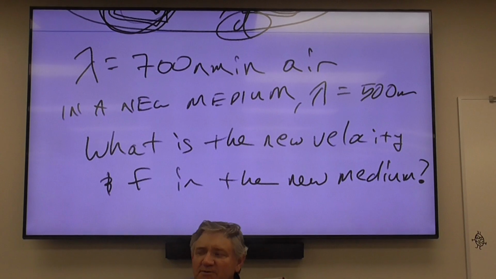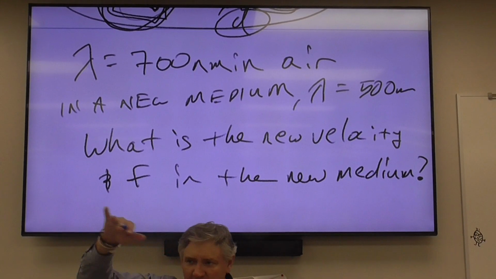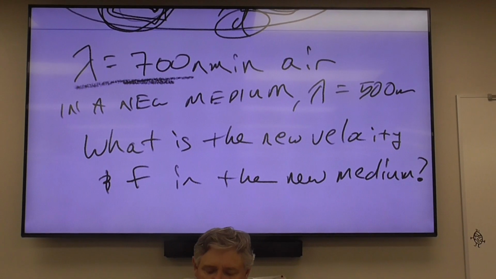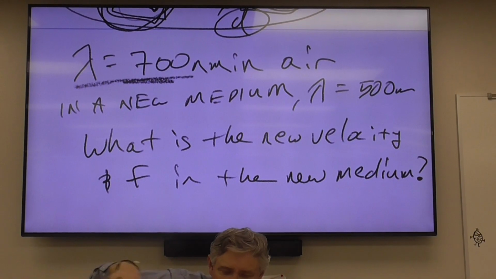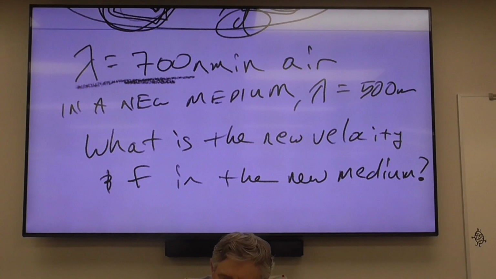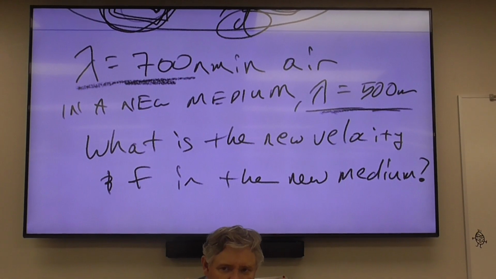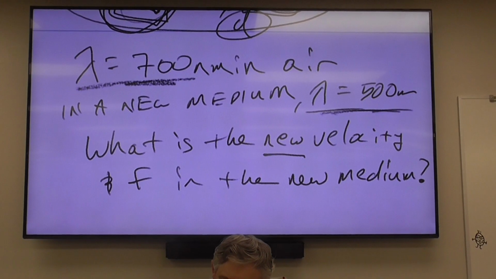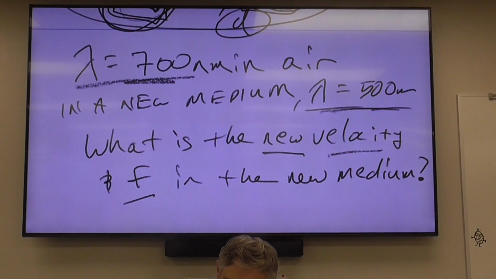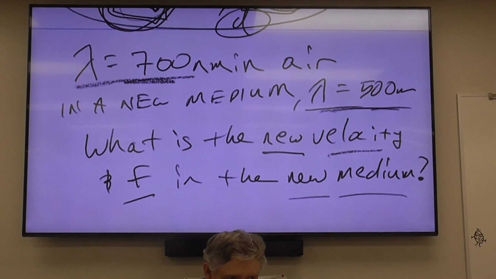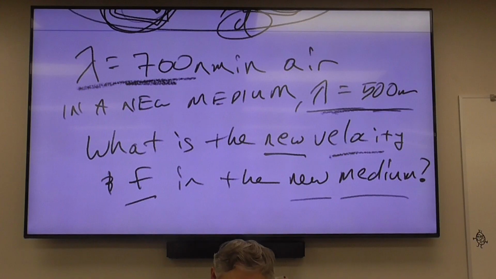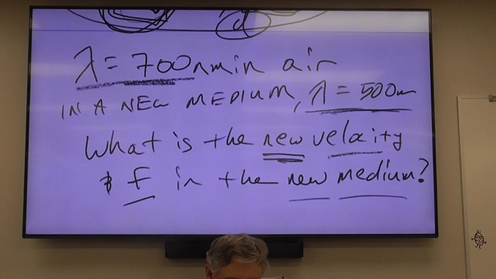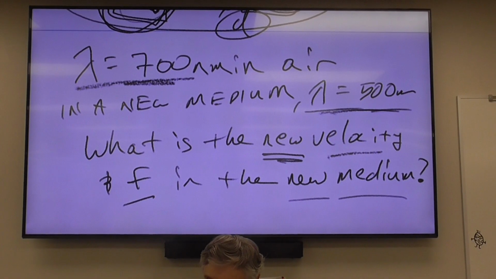Okay, so let me give you this. You have some form of electromagnetic radiation that has a wavelength of 700 nanometers in the air. It goes into a new medium, glass, water, something like that, and the new wavelength becomes 500 nanometers. I want to figure out a whole bunch of things. What's the new velocity, and what's the frequency in the new medium? Clearly, what does that new velocity have to be less than? The speed of light.